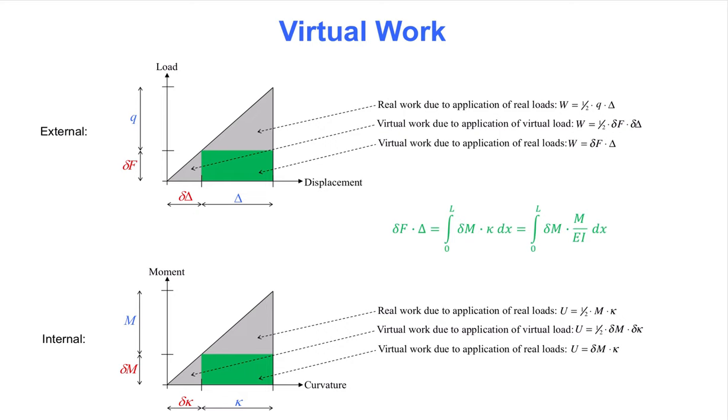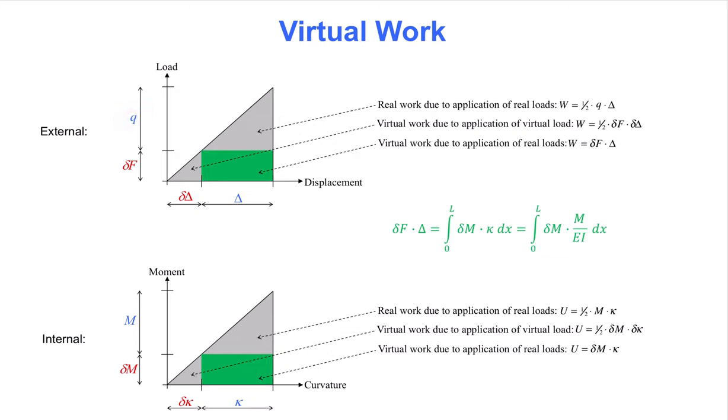Notice in the top figure how the external work due to the virtual load is first counted by a gray shaded triangle. The area of that triangle is 1/2 times delta F times the associated displacement, denoted by lowercase delta. In the figure below, the internal work is 1/2 times delta M times delta kappa, where kappa is curvature. Next, we observe what happens when the real load, Q, is applied to the structure.